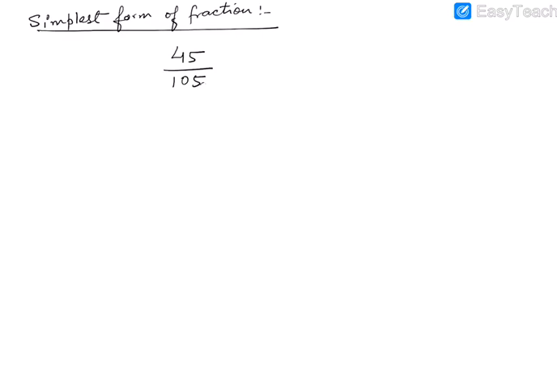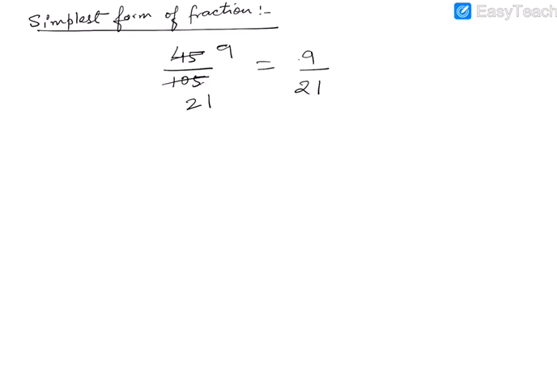Here you can see 45 upon 105, and please tell me whether the numerator and denominator are both divisible by the same number. Please think. Of course yes, both are divisible by the same number, and that number is 5. 45 is divisible by 5. 5 9s are 45, and 105 is 21 times. So we have got 9 upon 21. Please check it again. Both the numerator and denominator are divisible by the same number. Yes, you are right.